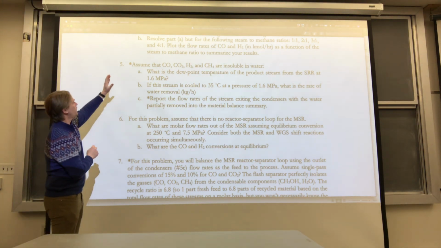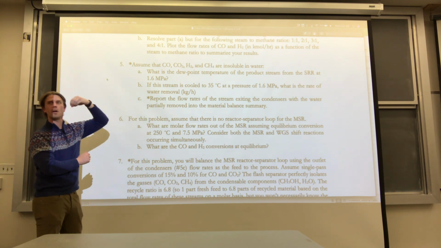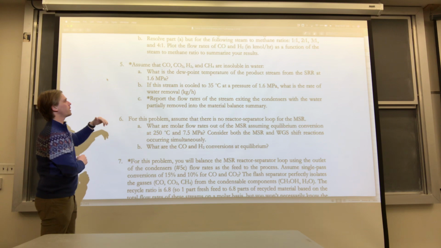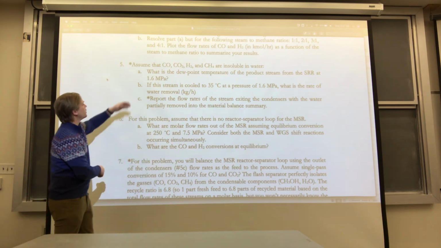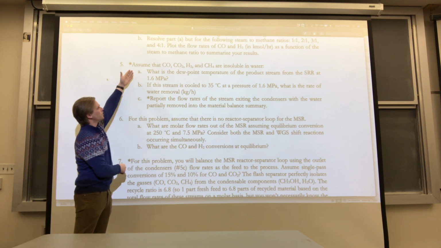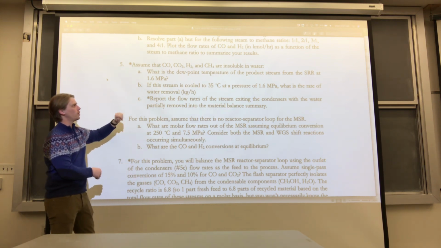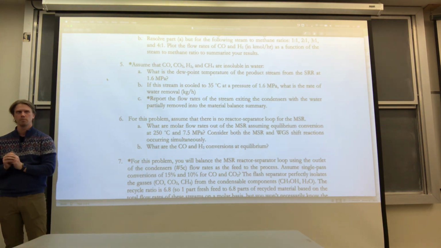Okay, so number 5 is for those condenser streams. So we're going to remove the unreacted water because we don't want that water in the methanol synthesis reactor. We're just going to have to remove it anyway in the distillation columns, right? So this is just asking for what's the dew point of the stream, how much water would you remove, and then report the flow rates of the stream exiting the condensers and how much water you've removed. Okay?